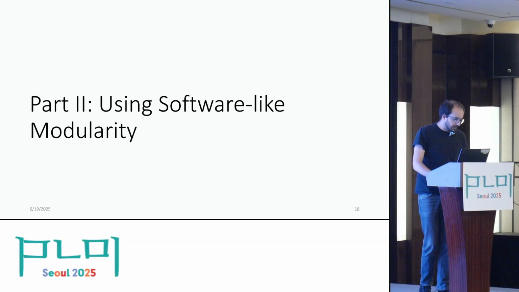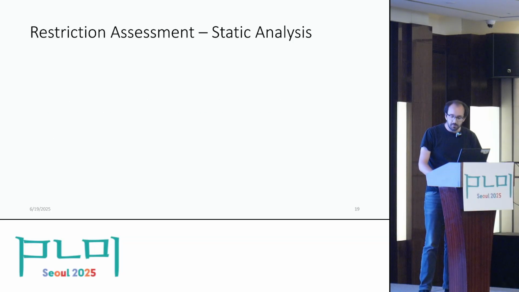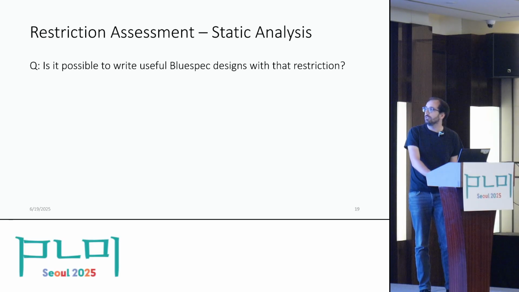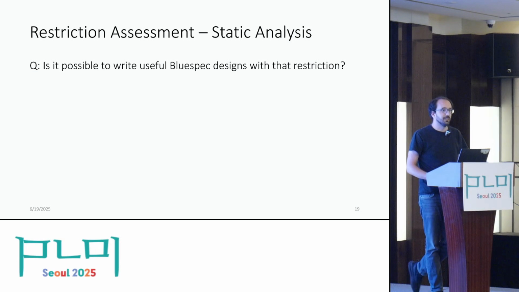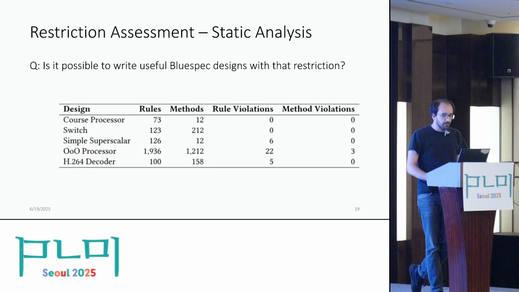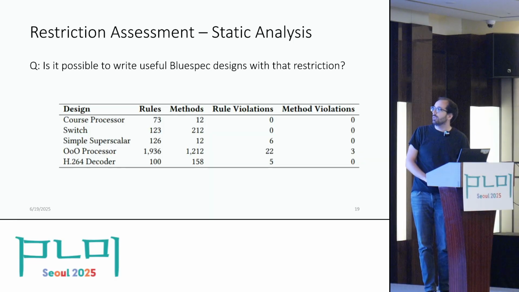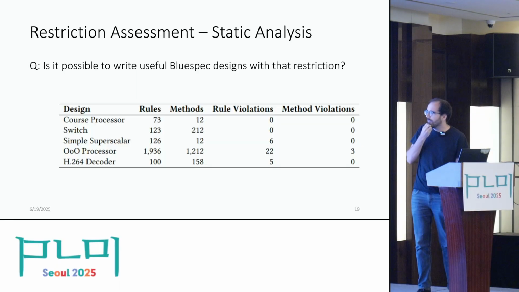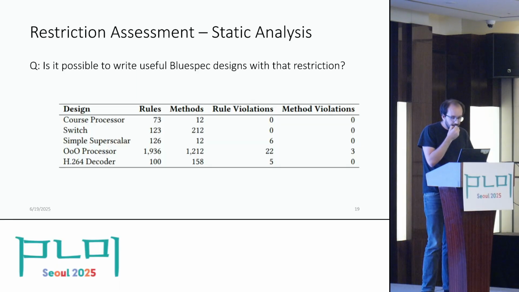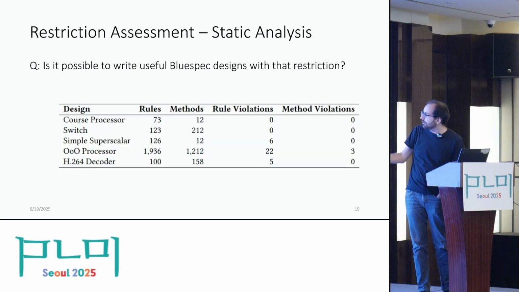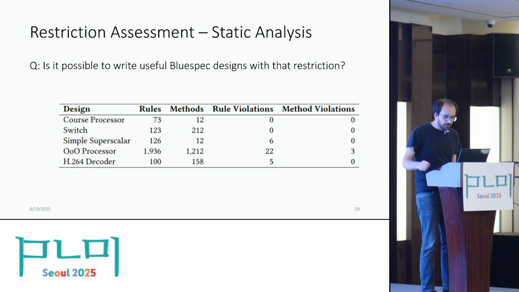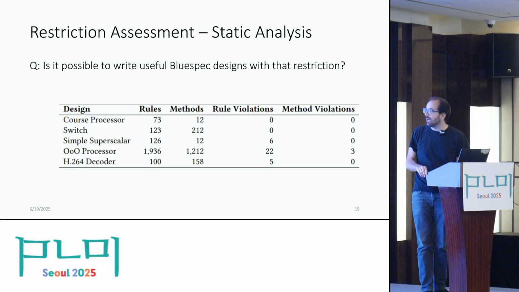So now let's use all that theory. Actually, before we use all that theory, let's assess a little bit the restrictions: can we still write useful Bluespec designs with those restrictions? We did a little static analysis in the Bluespec compiler to assess whether existing code was violating those assumptions or not. We fed it about, I think, 300,000 lines of code, and we found a few violations. I don't want to get too much into detail. I can tell you later if you're interested. By the way, it's a good way to find places where students 15 years ago wrote hack, hack, hack in their code.